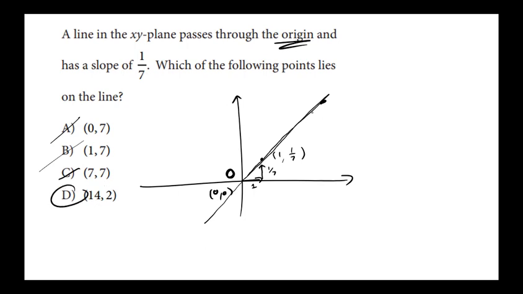Let's just check, all right? If the answer is x is 14, y is 2, when you do the gradient, rise on run, of those 2 points, okay, the run is 14, the rise is 2, 2 divided by 14 is 1/7, so that's it.